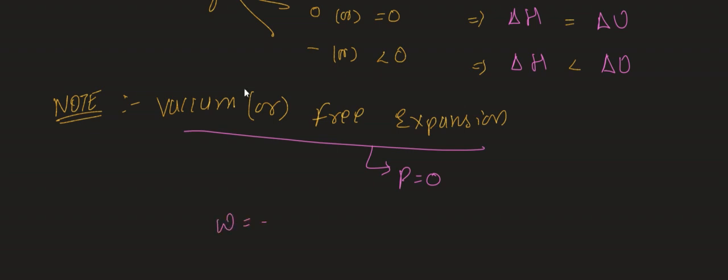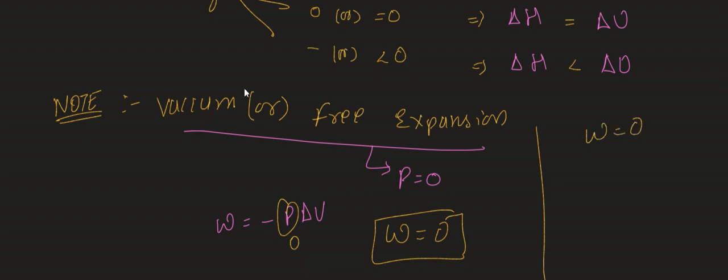So let us see work done. Work done is equal to minus P delta V. Here P is 0, so finally work done is also equal to 0. So work done is equal to 0 under which conditions? One is under an isochoric process.